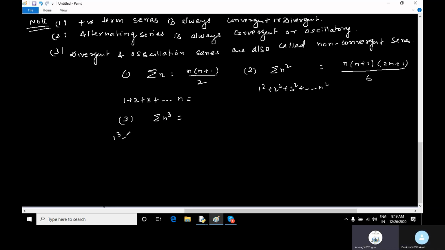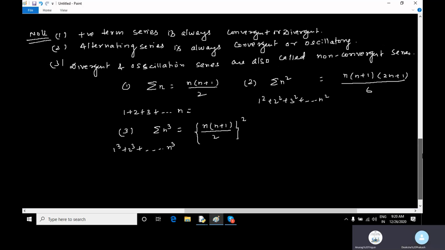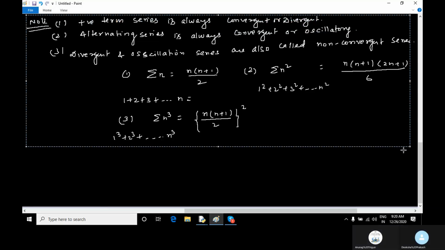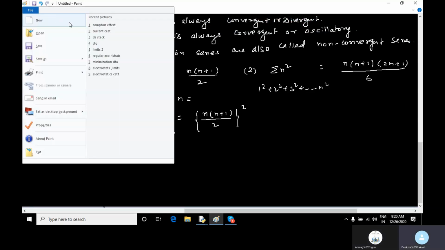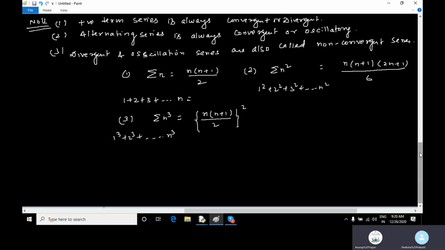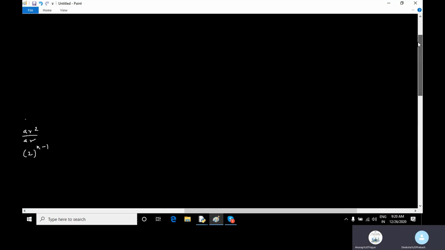Sum of n cubes means 1 cubed plus 2 cubed and so on, because this will come in the questions. So before that, you should know it here. The formula is n times n plus 1 by 2, and that whole squared. Okay, like the same formula above, just that it will be squared. Keep these three formulas in mind. Any doubt till here? No, sir. So the basics you understood. Now we'll go on.